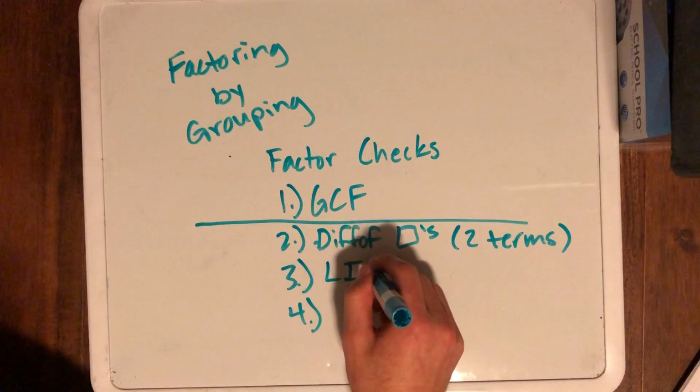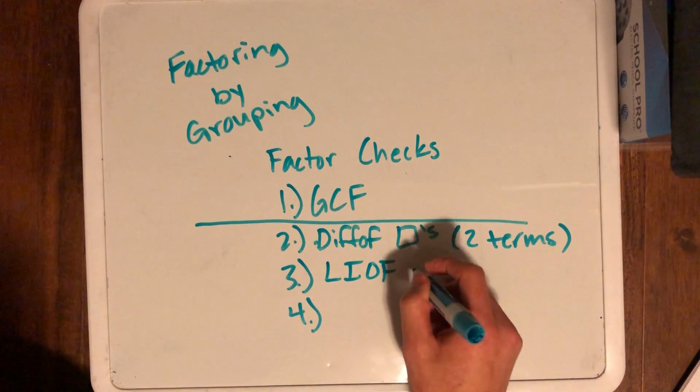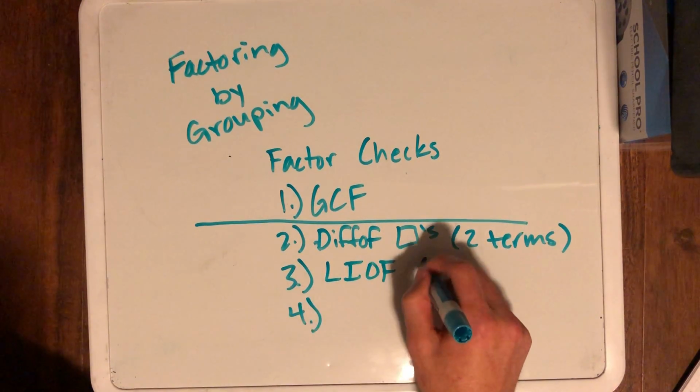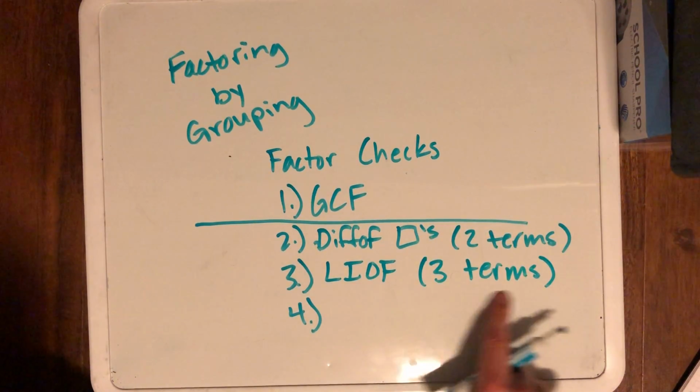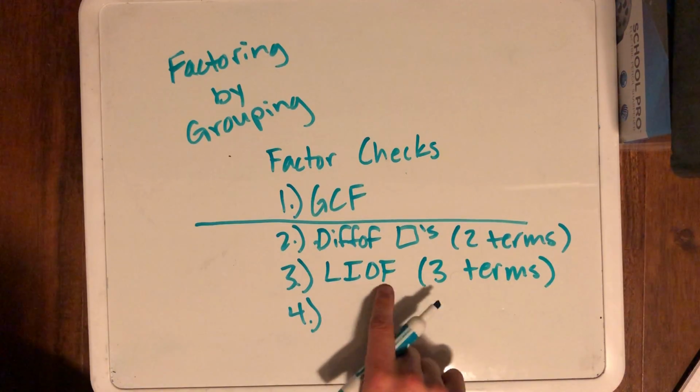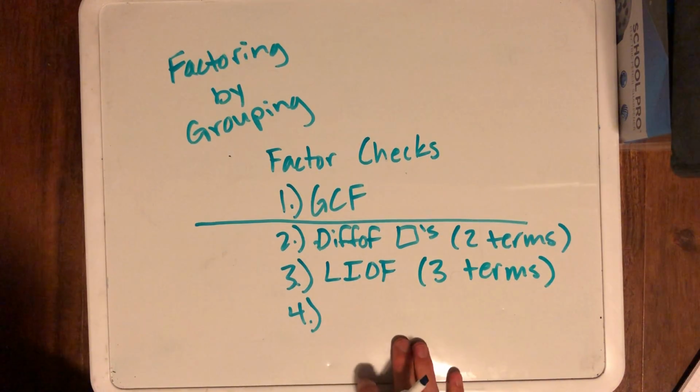So the next step is the backwards FOIL, layoff as we've been calling it. And this is the third thing we're going to look at. It also has three terms. So when we have a three-termed polynomial, you know that we're looking at a kind of backwards FOIL situation.